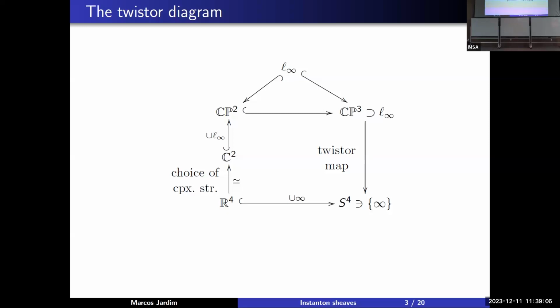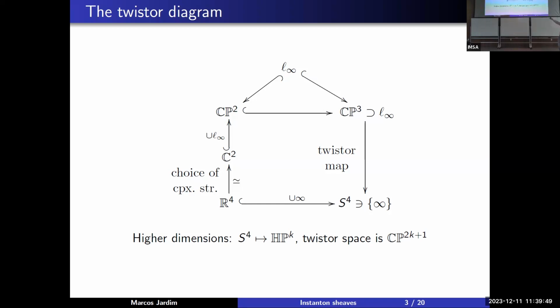Choosing a complex structure on R4, you get C2, right? And if you add the line at infinity, you end up with another compactification of R4, which is this CP2. The CP2 is one particular choice of CP2 that contains the same line at infinity as on the right-hand side of the diagram. This is the twistor diagram. And the twistor lines do parameterize all possible choices of complex structures on R4.